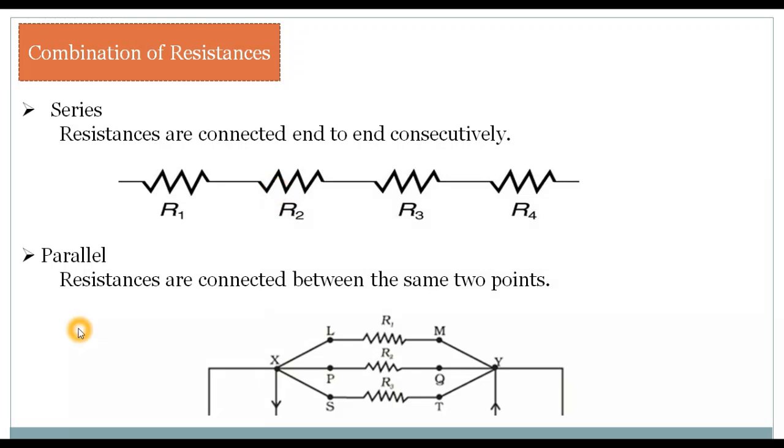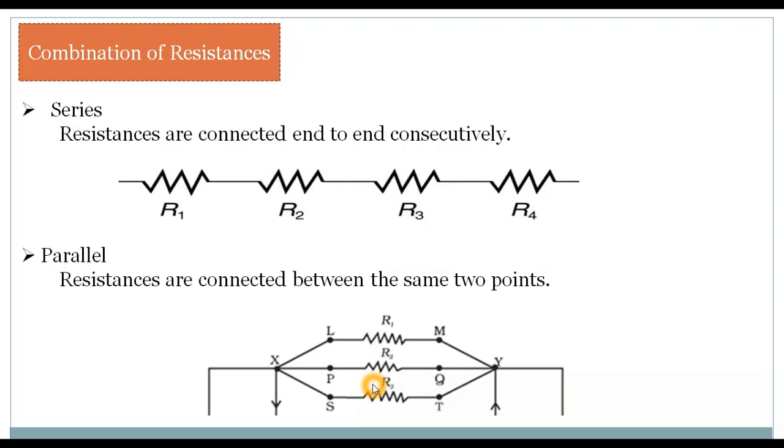And the other way of combining the resistances is combining them in parallel. That means when you connect two or more resistances between the same 2 points. You can see here we have connected three resistances R1, R2, R3 between these 2 points X and Y. All the three resistances are connected between these 2 points and in parallel to each other. That means that combination is a parallel combination. So we can combine resistances either in a series way or in a parallel way.